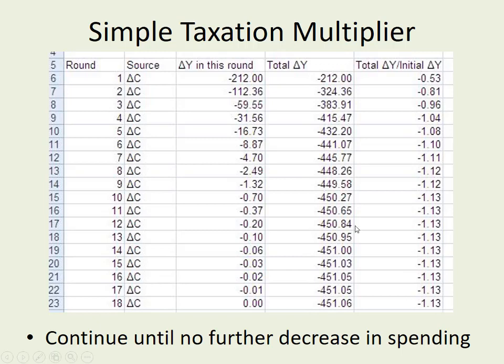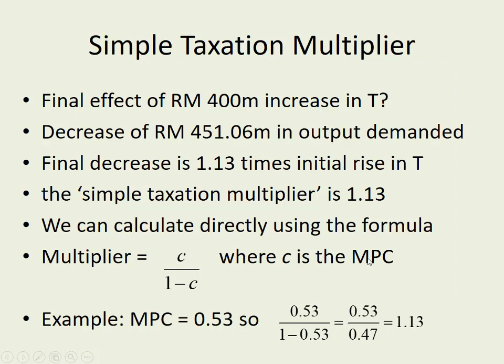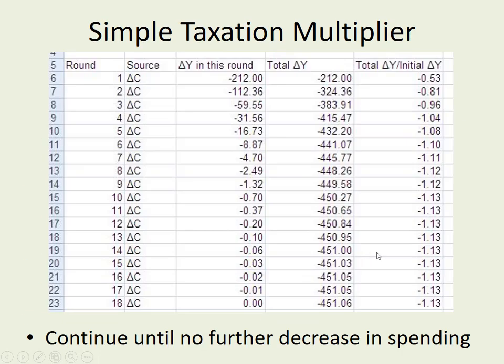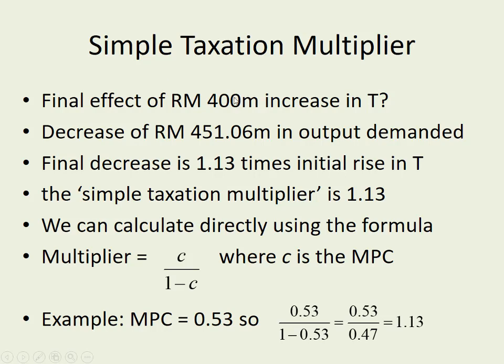And as before, you don't normally do all these calculations. There's a way of jumping straight to that, which is this. So what's the final effect of this 400 million? Well, it's this. That's the 1.13 times. This is called the taxation multiplier. The way of getting this directly is using this formula, which is very similar to the other formula, except you have a C on top. So there's the marginal propensity to consume on top, 1 minus that on the bottom. So you end up with this divided by this, which gives you 1.13.